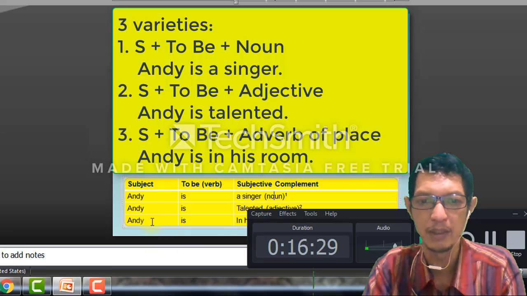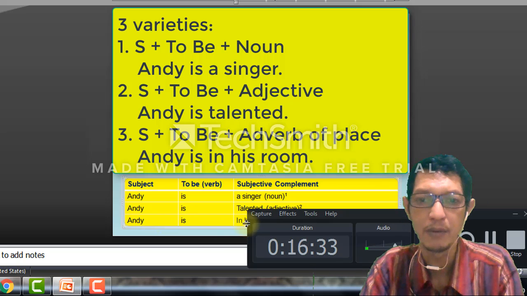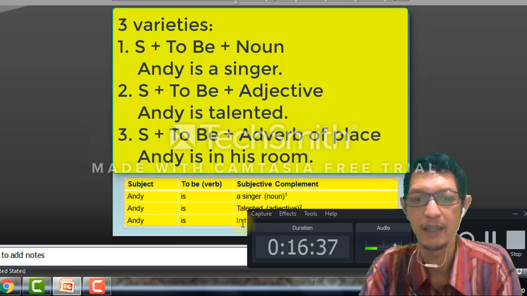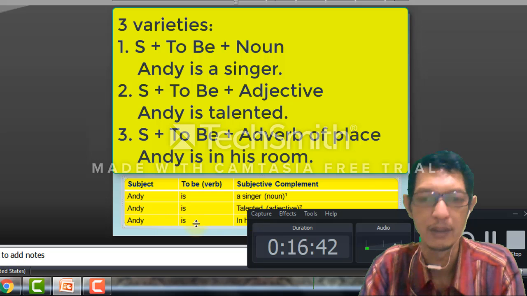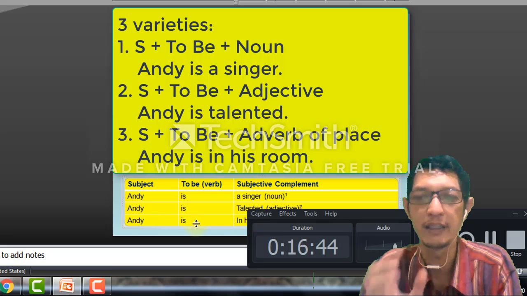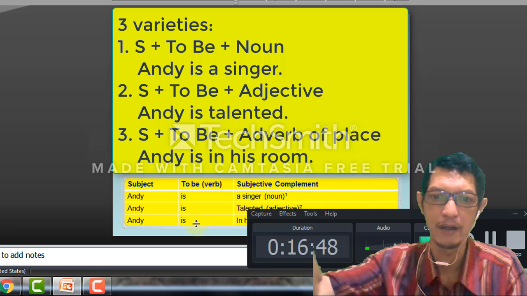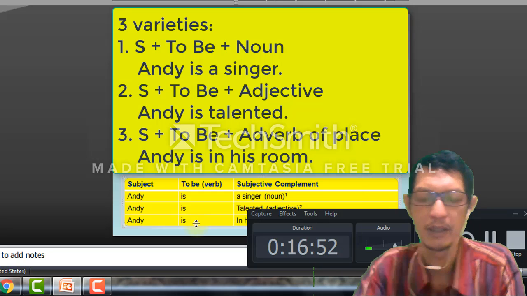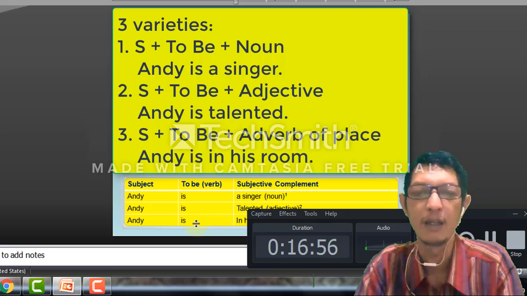And the last possibility, the third possibility here, is that you can also use an adverb, especially an adverb that tells about place or location. So you can say Andy is in his room. Andy is here. Andy is there. Andy is in Tokyo, or any place. Any adverbs that tell about place or location.